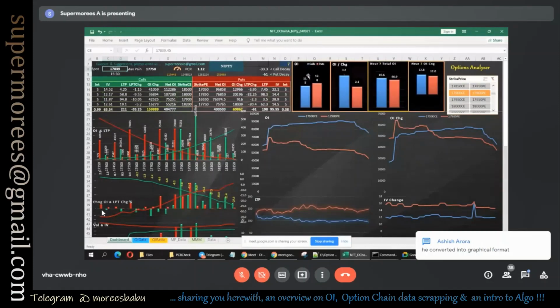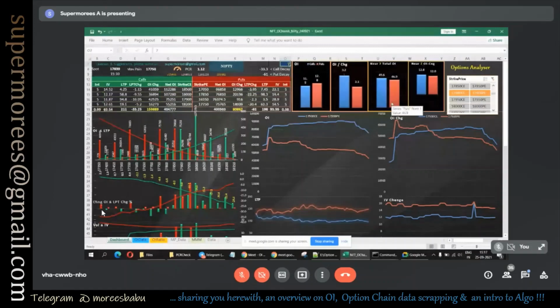Some of our people said they would be taking the nearest 3, nearest 5, nearest 7. That means, for example, if Nifty is trading at 17,500, I want to see the nearest 3 strike prices, or the nearest 5 strike prices, how it is. So we thought it's better to have that as configurable. So I'm keeping it 7 here.